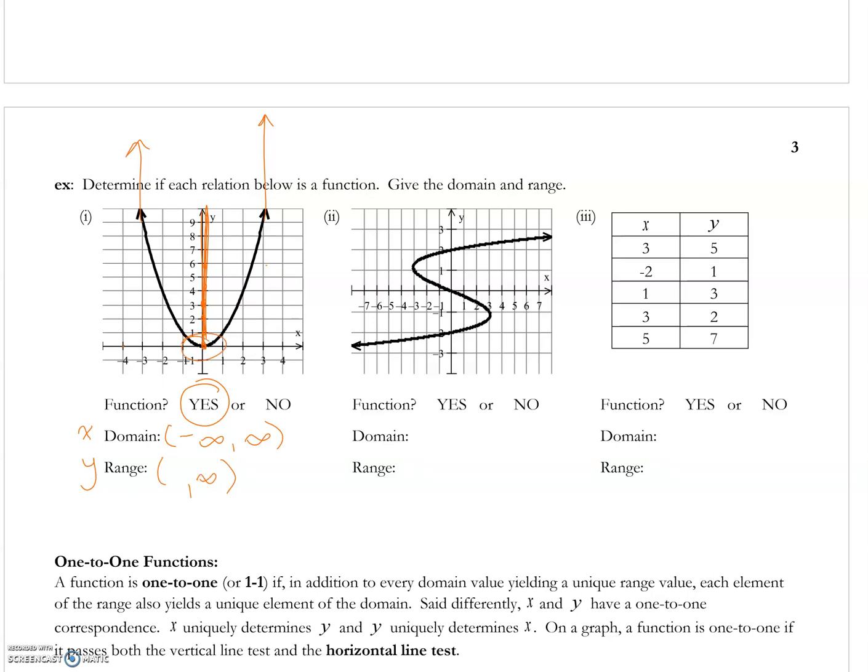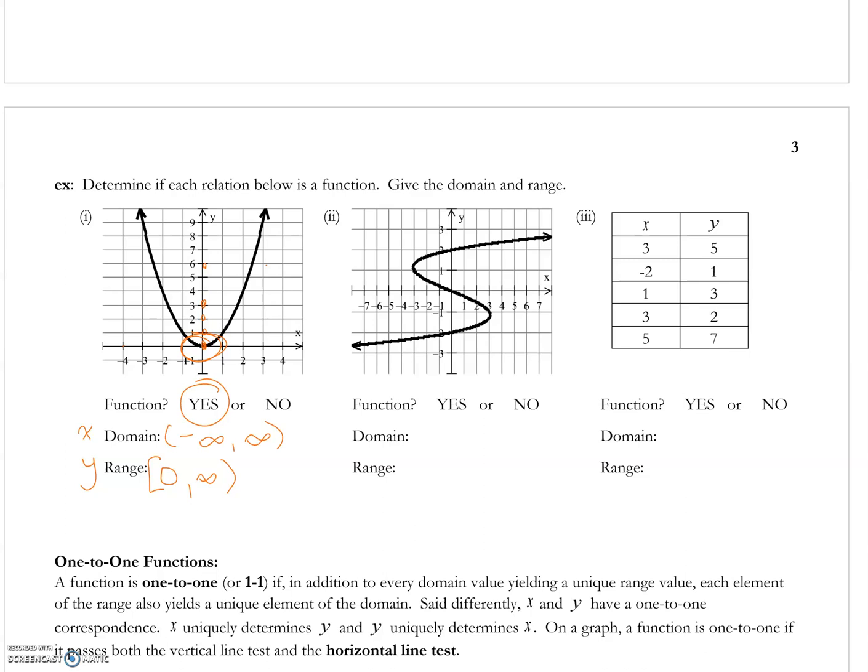However, it stops at 0. It does not go further down than 0. So I'm actually going to put a hard bracket here, and again, we'll talk about this more in class. But your range goes from 0 to infinity here. All right, moving on to the next one.